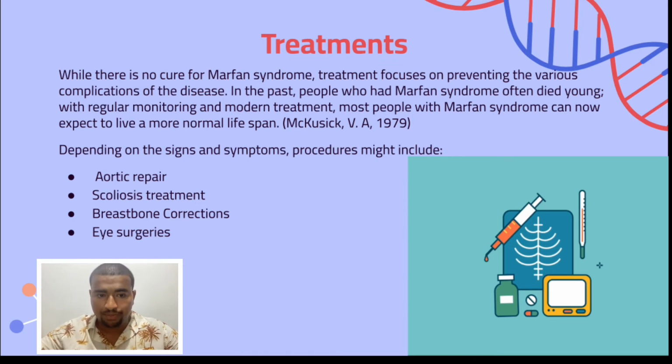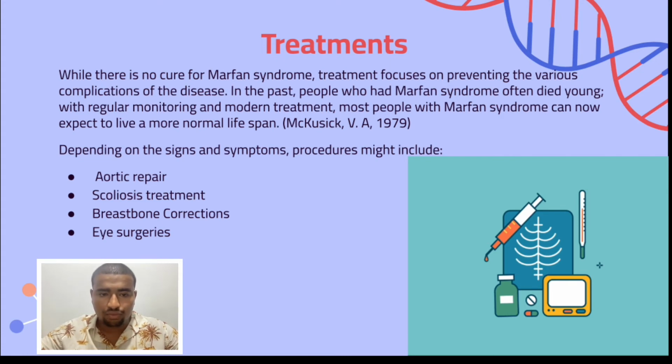Aortic repair. If the aorta diameter reaches about 2 inches or if it is enlarging rapidly, a doctor may recommend an operation to replace a portion of the aorta with a tube made of synthetic material. This procedure can help prevent a life-threatening rupture. In some cases, the aortic valve may need to be replaced.